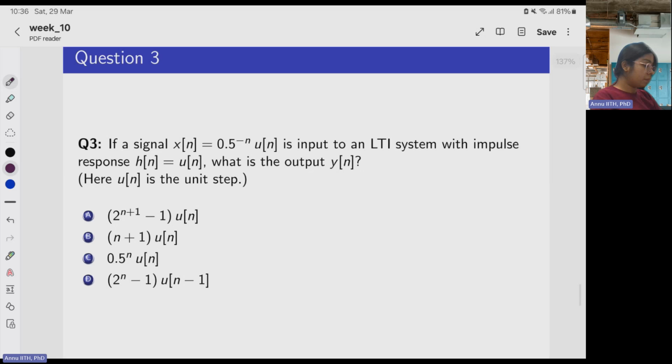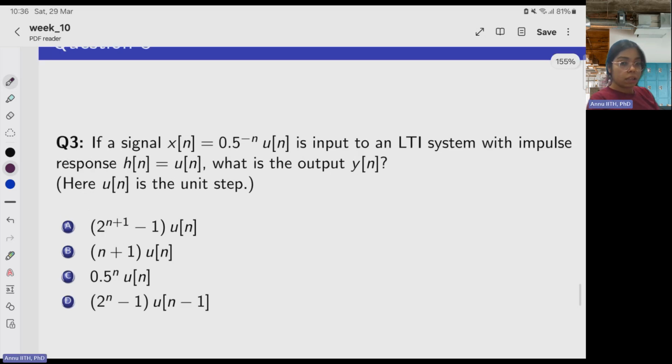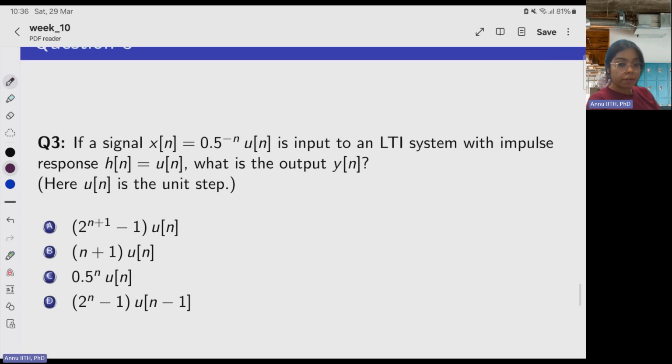Next question. If a signal x[n] equals 0.5 power minus n u[n] is input to LTI system with impulse response h[n] equals u[n], what is the output value? Here u[n] is the unit step function.